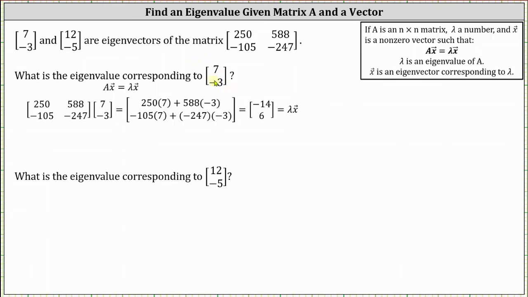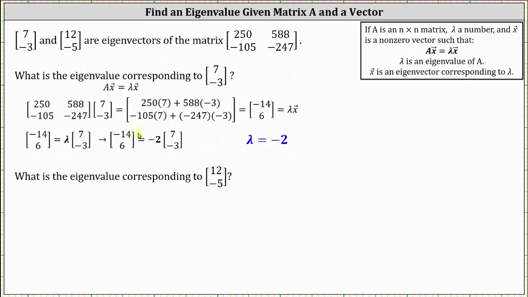So if we substitute the vector (7, -3) for x, notice the vector (-14, 6) is a scalar multiple of the vector (7, -3), the eigenvector. And by inspection, we can determine that lambda is equal to -2, since the vector (-14, 6) is equal to -2 times the vector (7, -3), which indicates the eigenvalue corresponding to the eigenvector (7, -3) is lambda equals -2.